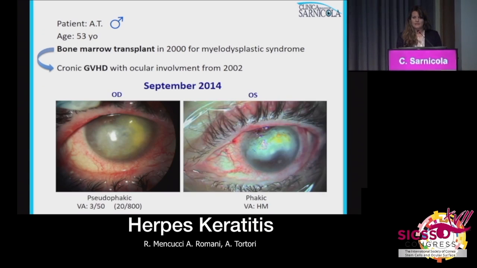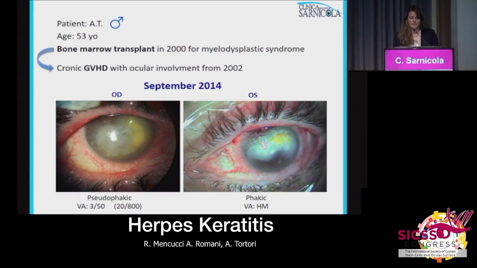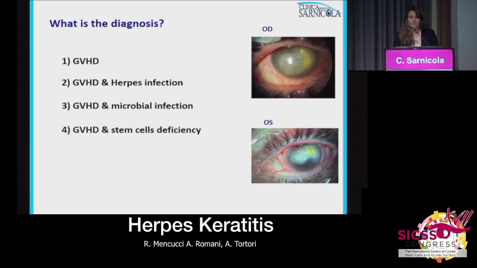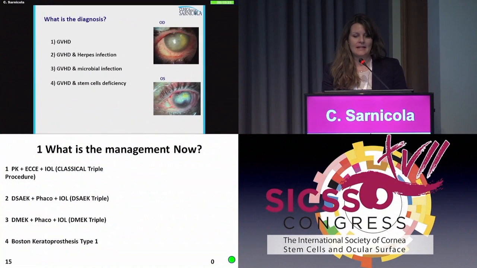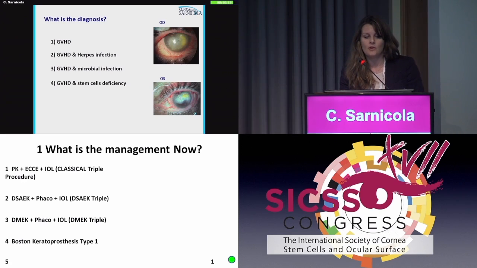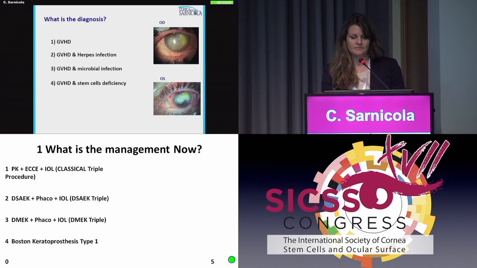When the patient presented to us back in 2014, this was his dramatic situation, a bilateral glaucoma with no clear diagnosis. So let me immediately ask you the first question, and let's have the voting start. What's the diagnosis? GVHD plus herpes infection, a microbial infection, or GVHD plus stem cell deficiency?